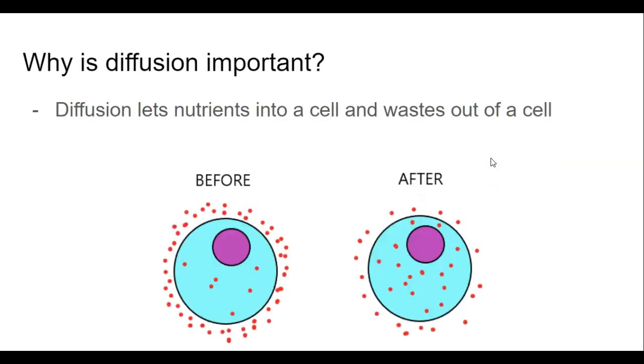So why is diffusion important? Okay, go ahead and write this down. It lets nutrients into a cell and wastes out of a cell. This is how we get things moving in and out of the cell. Again, go ahead and pause if you want more time to write this down. Notice over here, we've got a higher concentration outside the cell. Remember, it wants to get to equal. So where is it going to move? Some of it's going to move inside until it's balanced. This is how stuff moves in and out of a cell.